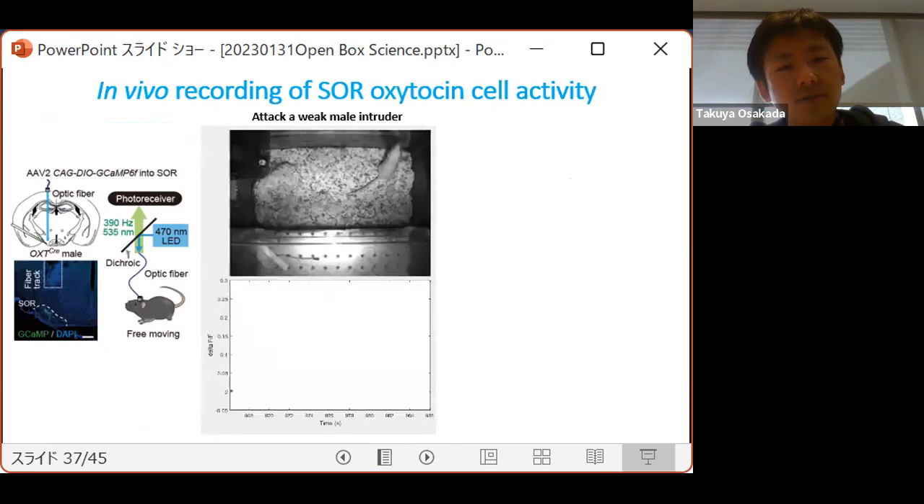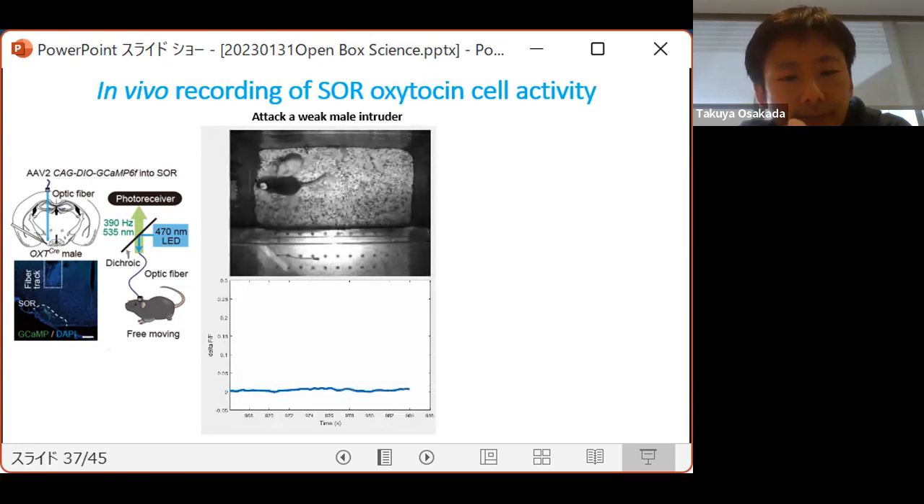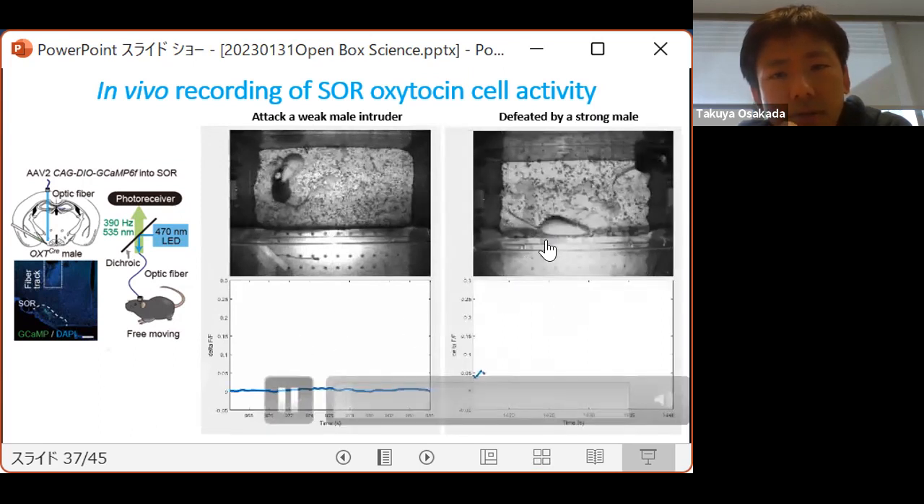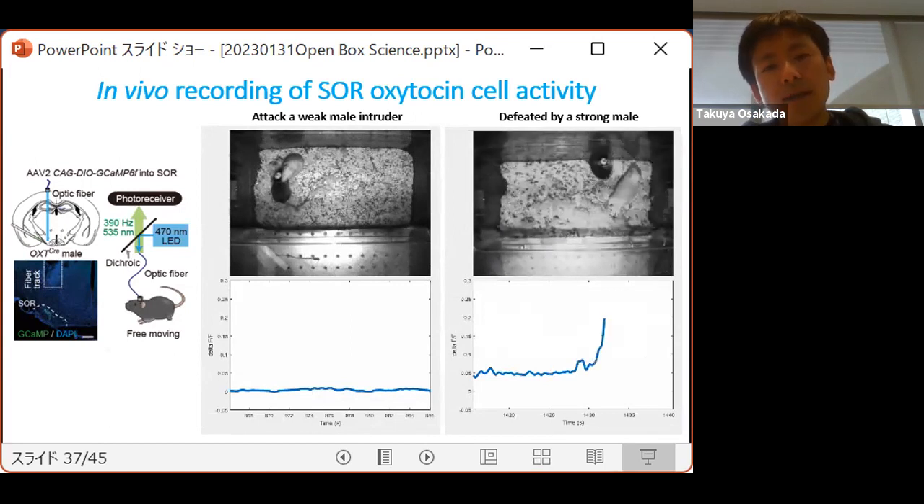Okay, let's check the first video, with a weak intruder. I think it is easy to imagine: there is a black mouse showing biting events towards the weaker mouse, but this SOR OXT population is quiet. Okay, let's go to the second one. This white mouse is the SW aggressor. Initially, sorry, this is not the first defeat event. There are some avoidance behaviors, but when he was beaten, there is a strong induction.